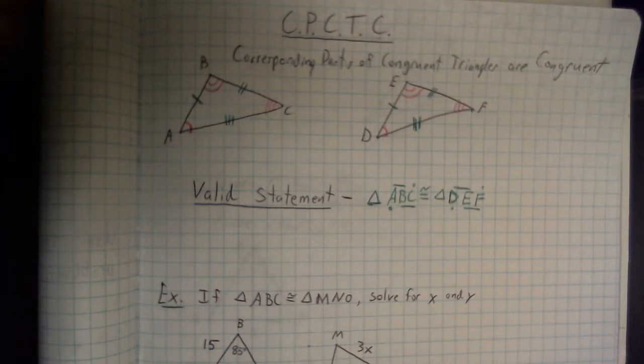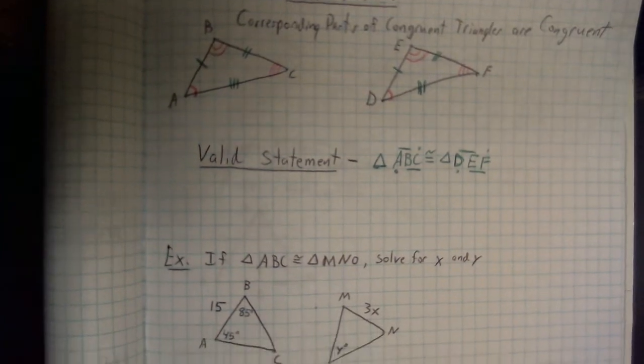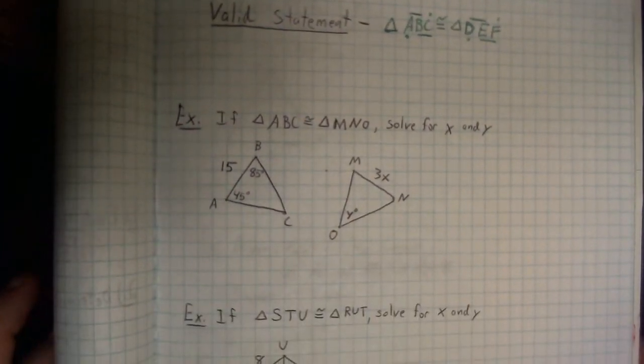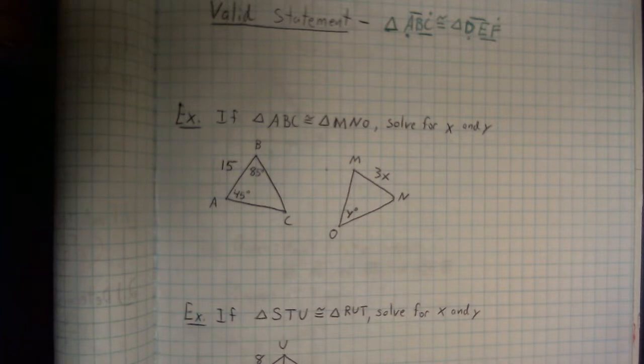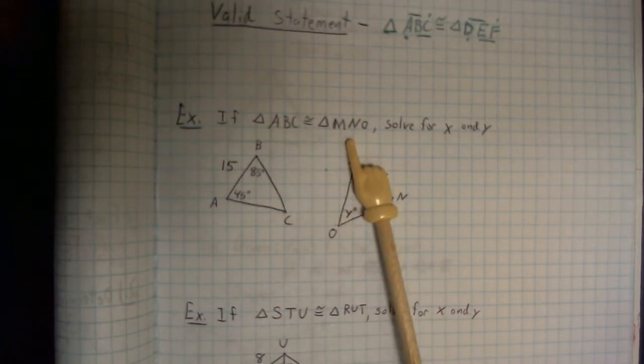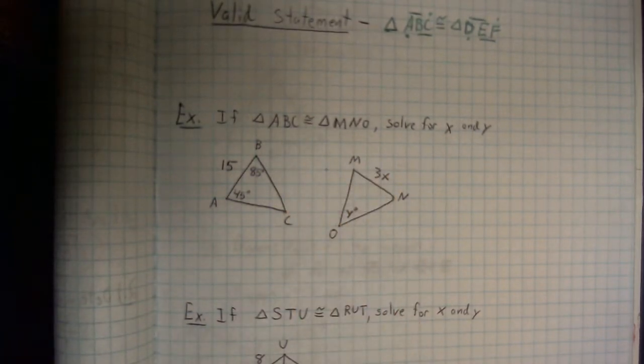Okay, that's going to be useful for when we start solving problems, because we don't necessarily have our triangles always drawn in the same orientation or looking like they're facing the same direction. So we can actually use the valid statement to do a lot of our math for us. Here's what I'm talking about.